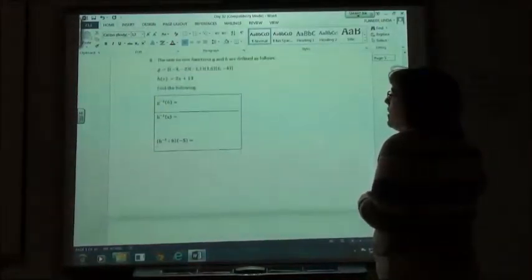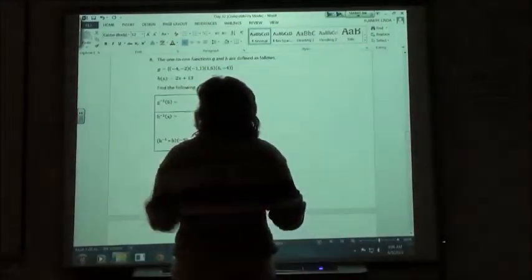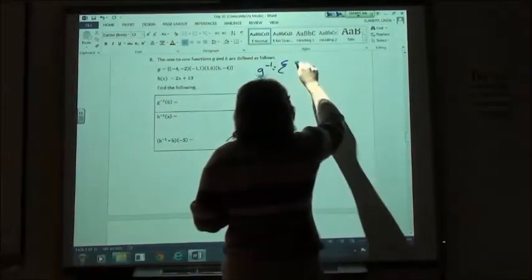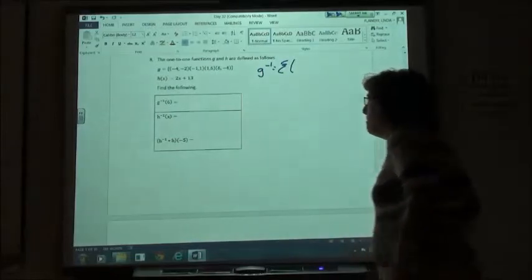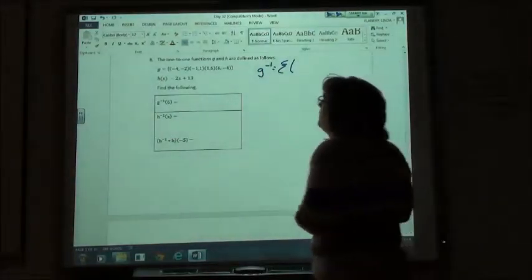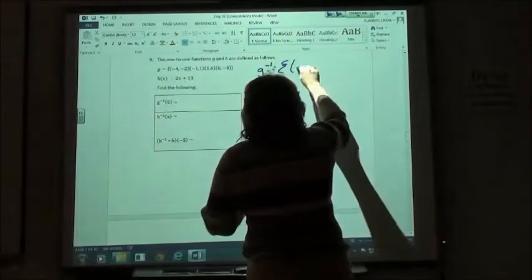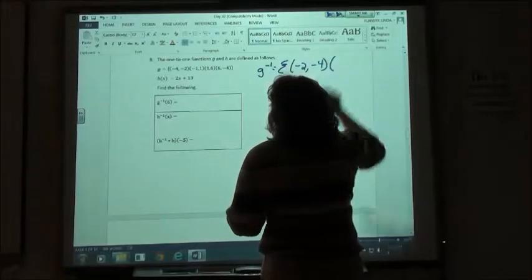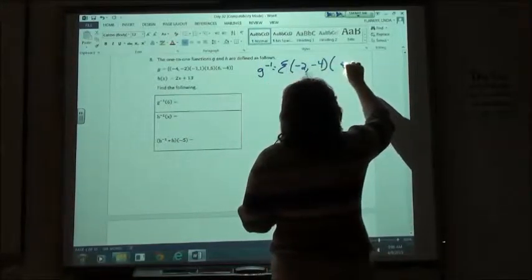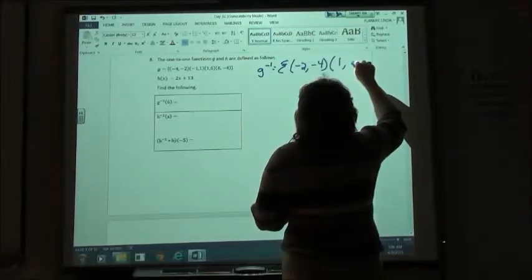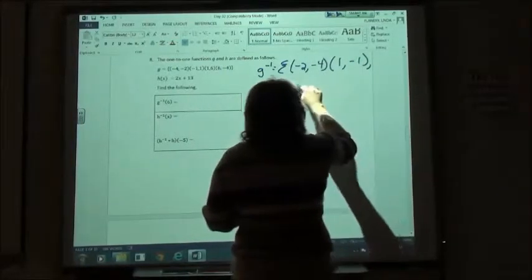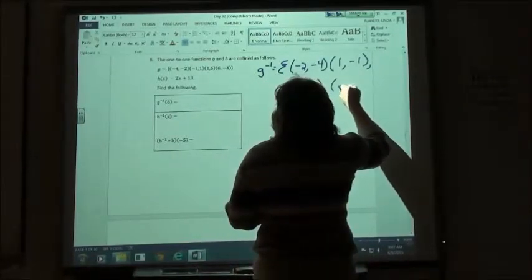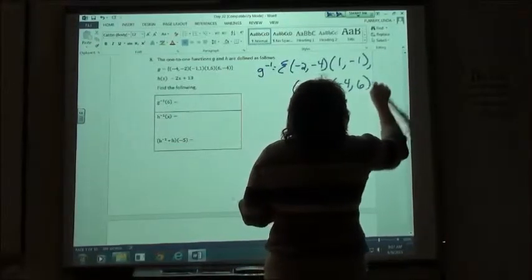Number 8. First of all, it wants us to do our inverse of g. So g to the negative 1 is going to be what set of ordered pairs? It's going to be 2, negative 2. Negative 4, negative 4. Our next ordered pair would be 1, negative 1. My next ordered pair would be 6 and 1. And my last ordered pair, negative 4 and 6. Okay.